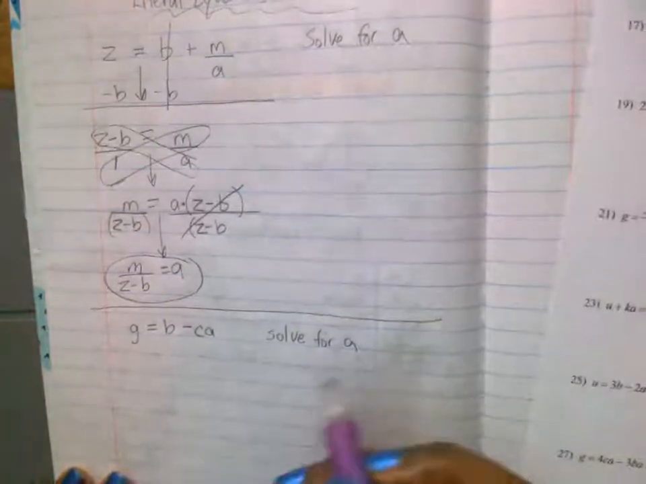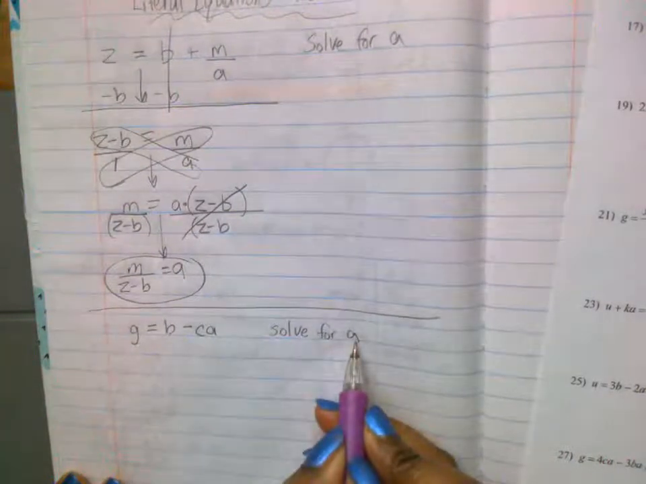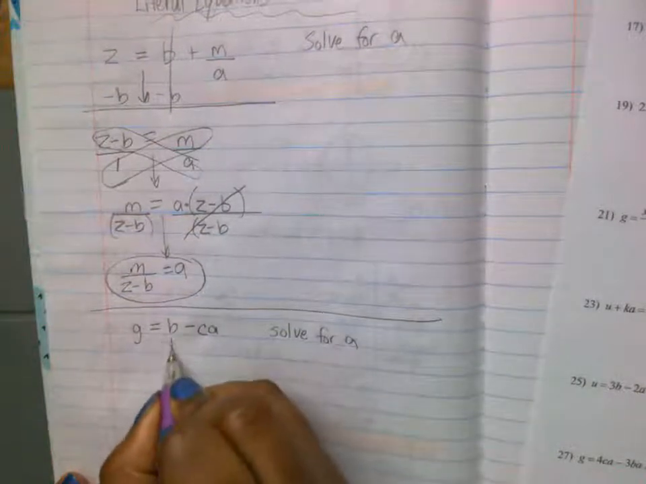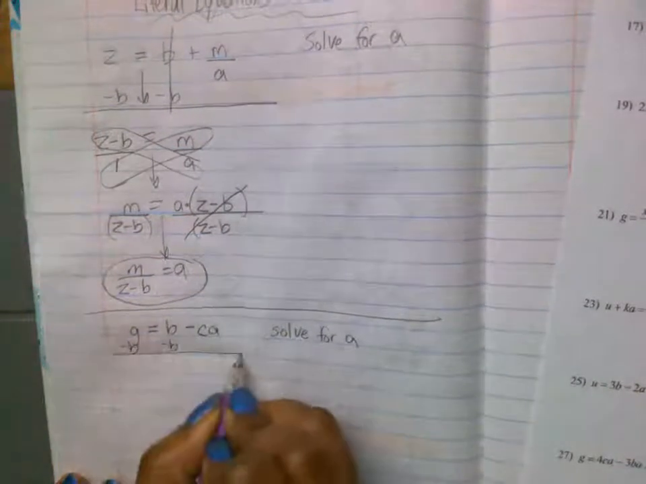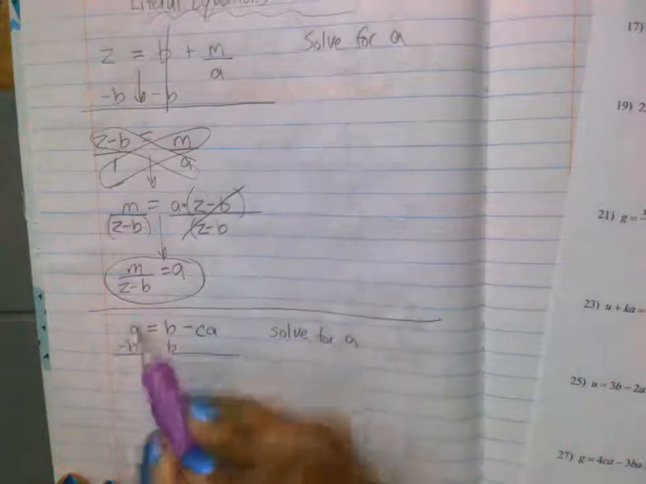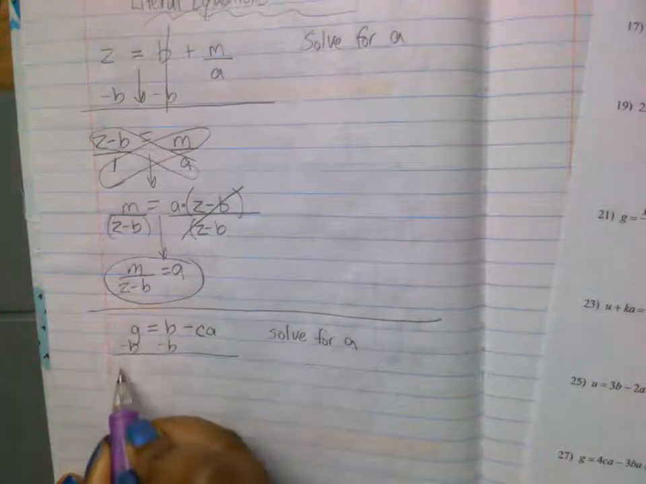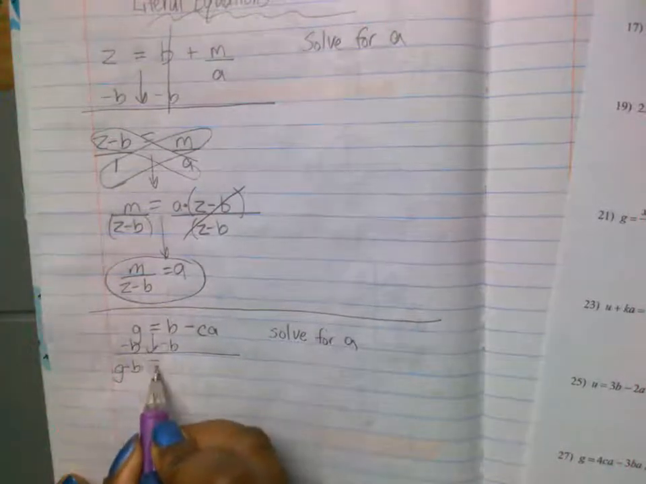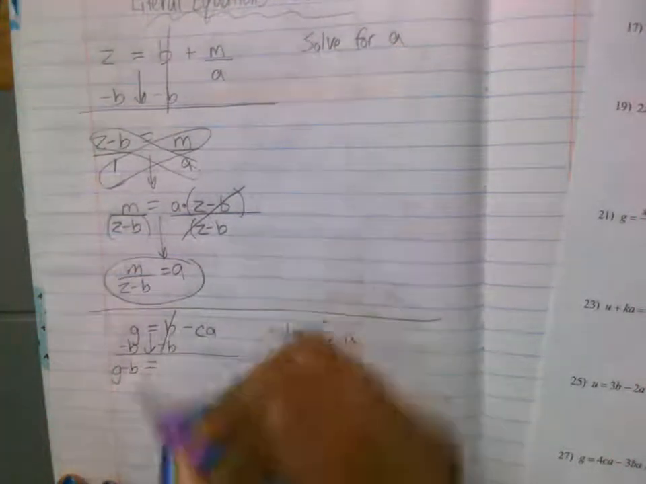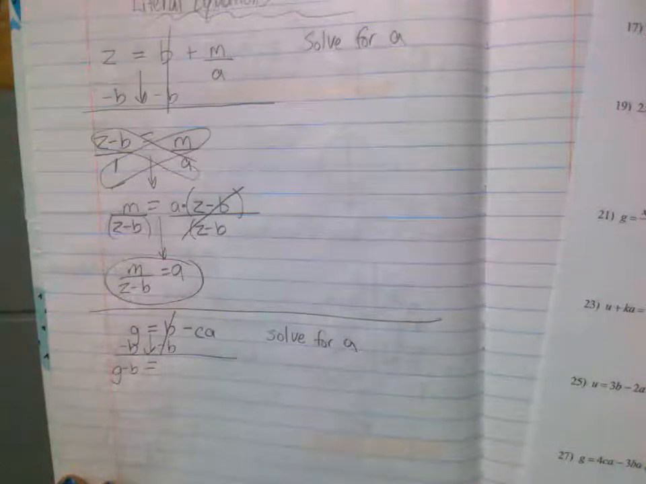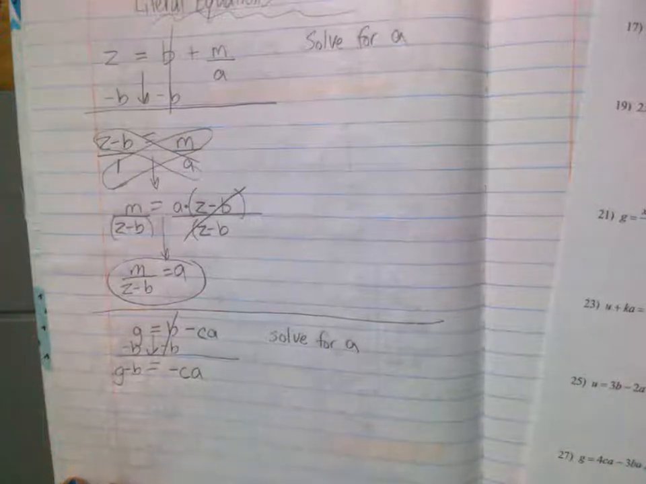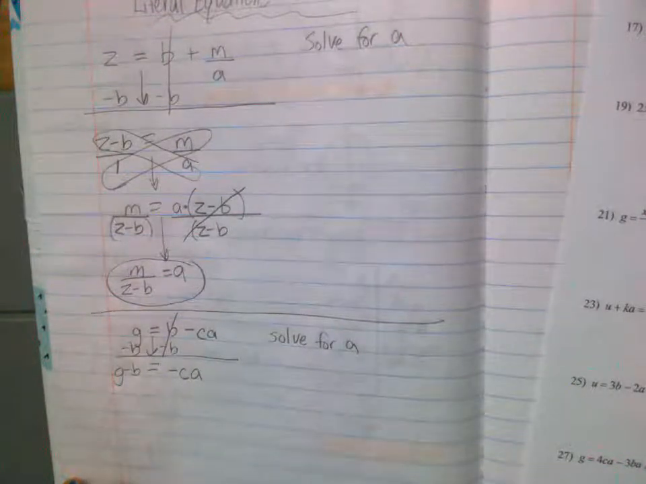All right, so here we go. In order to solve for A, we're going to move the B first. So we're going to subtract B on both sides. When we subtract B on both sides, you got G minus B on this side. On the other side, when we subtract B, it's gone. So we're left with negative CA. Any questions about that? All right, good deal.